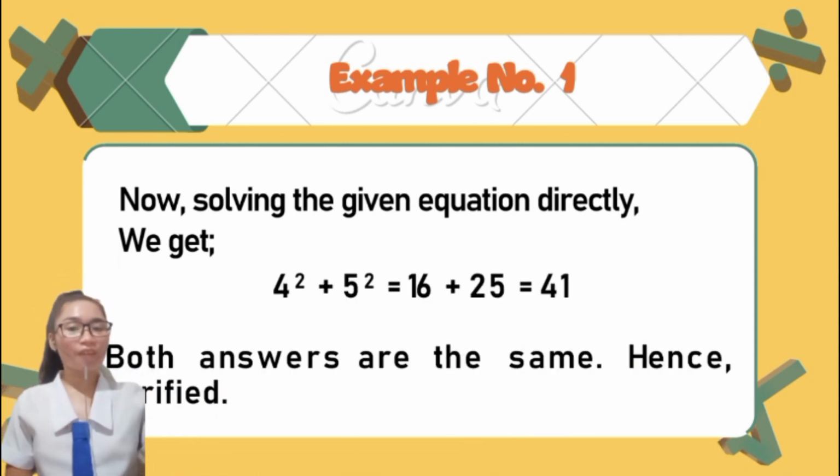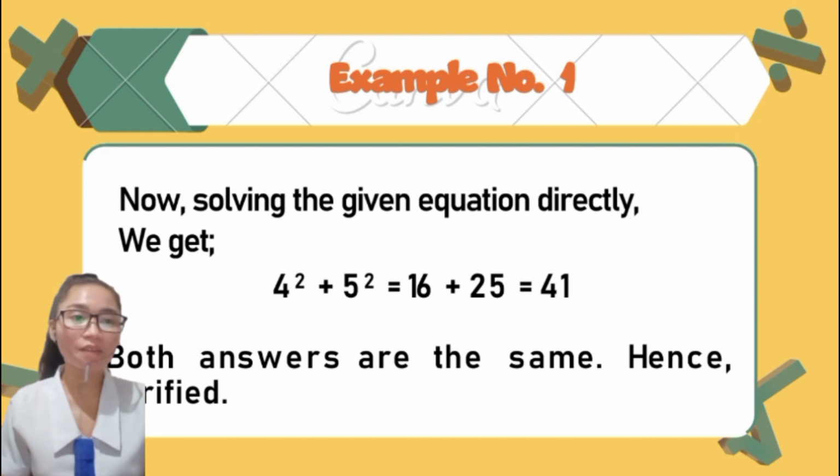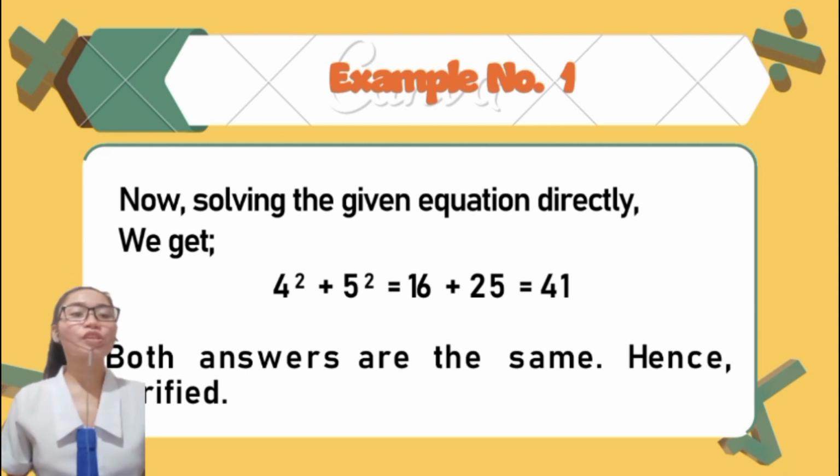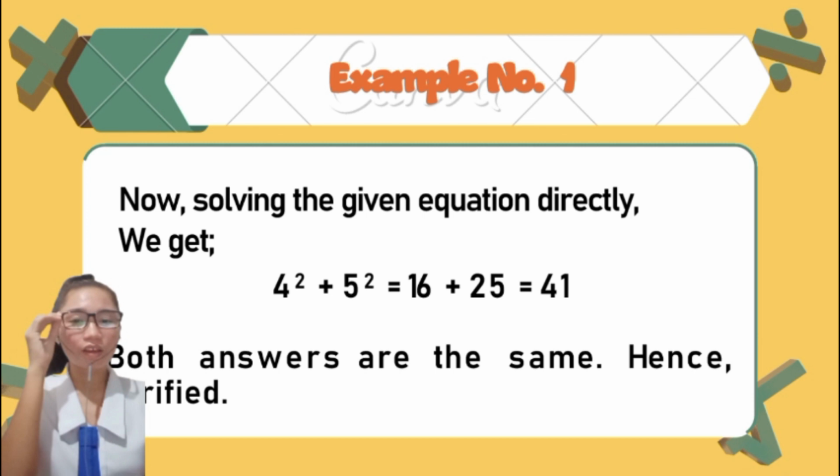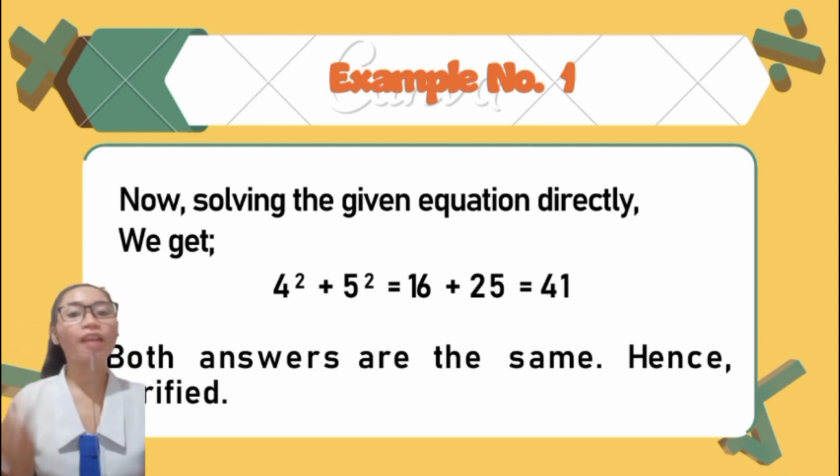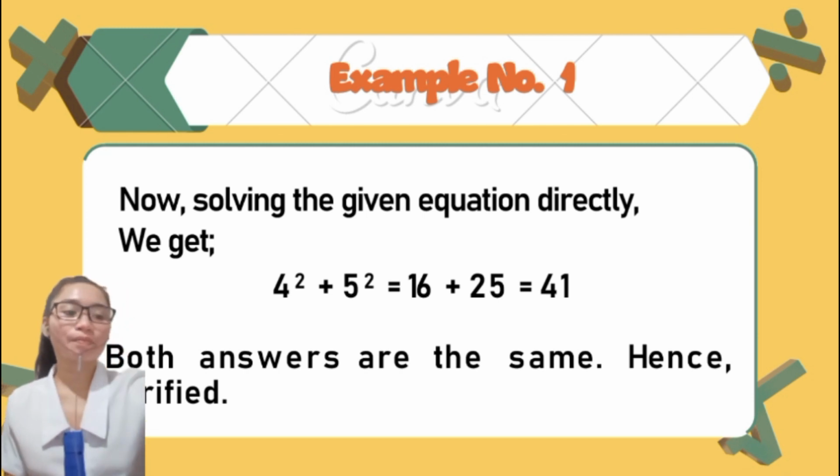So in answering it directly, we have here the given equation. 4 squared plus 5 squared is equal to 16 plus 25, which arrives at the same answer, which is 41. So both answers are the same: the answer when we use the formula and the answer when we just directly answer this equation. So hence both of the answers are verified.